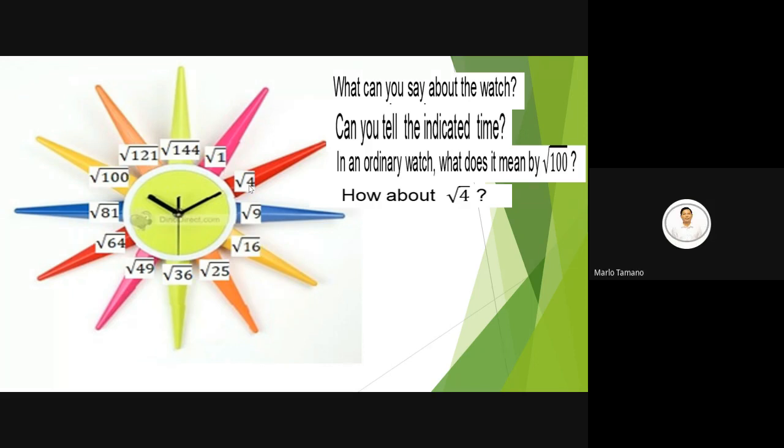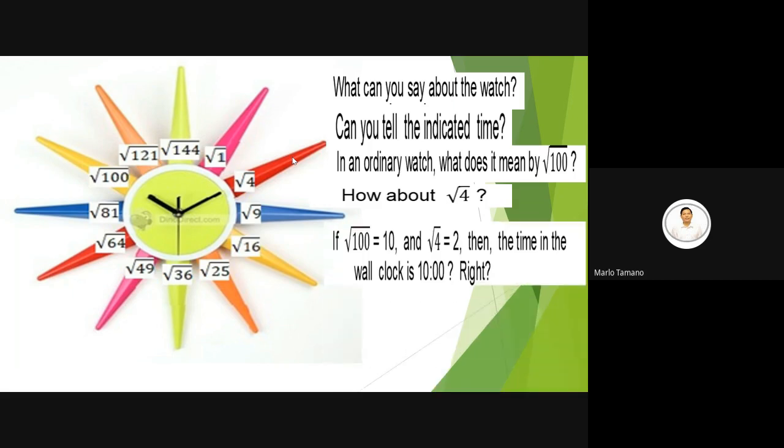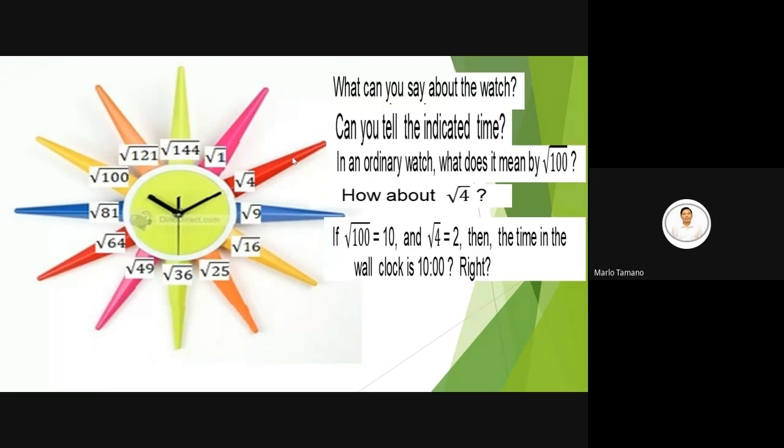So without considering the long hand, only the short hand, that is exactly 10 o'clock. If the square root of 100 is 10 and the square root of 4 is 2, then the time in the wall clock is 10:10. And this is a typographical error, I did not edit, so it should be 10:10. Correct? Yes po. So let us continue.